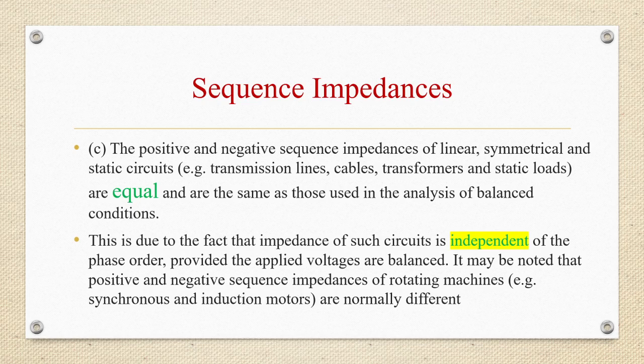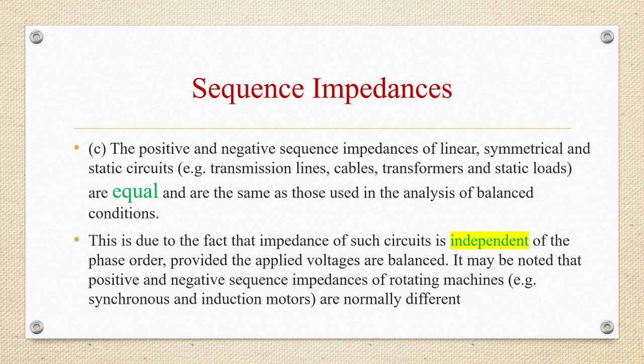Why are they equal? Because the impedance of such circuits will be independent of phase order if voltages are balanced. Okay, but the condition is that voltages should be balanced. So in the analysis of these symmetrical, linear and static circuits, we see that positive and negative sequence impedances are equal because the impedance of such circuits will be independent of phase order.